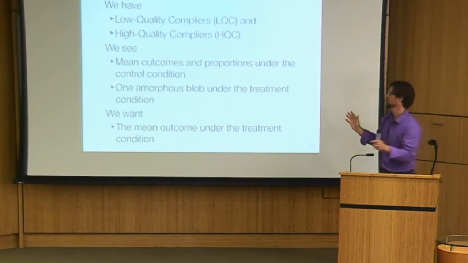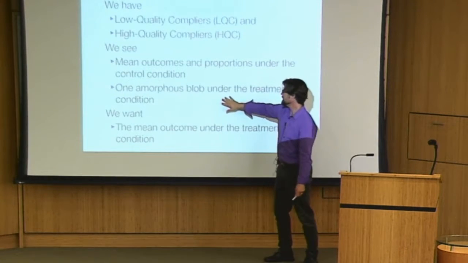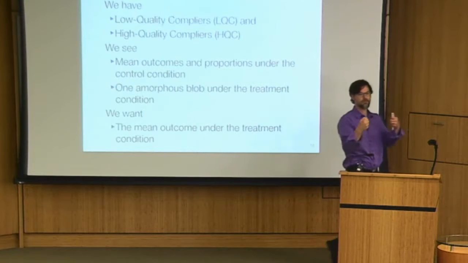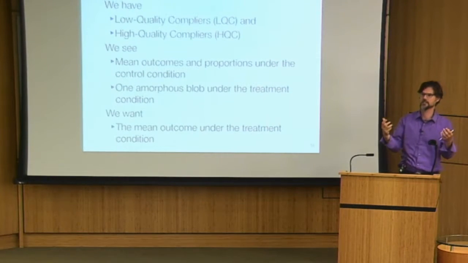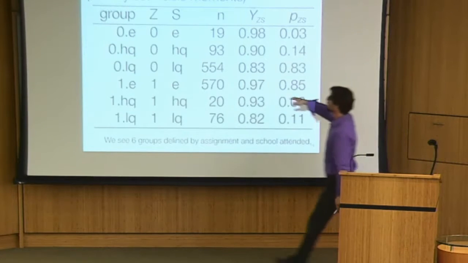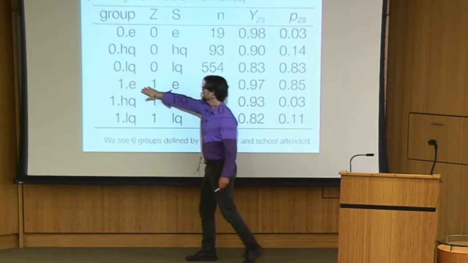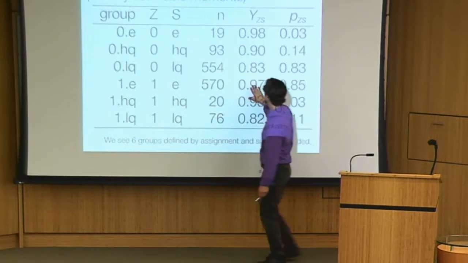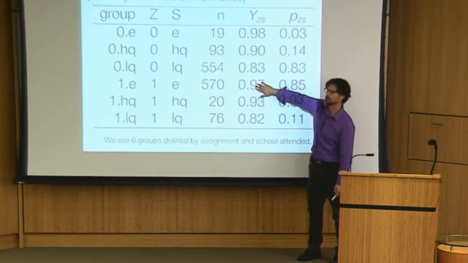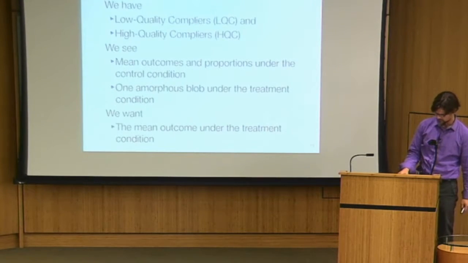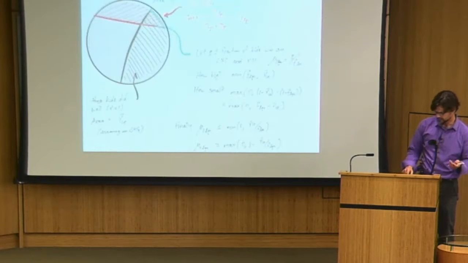So that's good. But under the treatment, you just have this amorphous blob. And you want the two means that average out to this amorphous blob. You see the mean of them all together here, right? Like this mean, if there's no ECHS always takers, then this number right here is an average of low quality and high quality students. So how do we separate that?